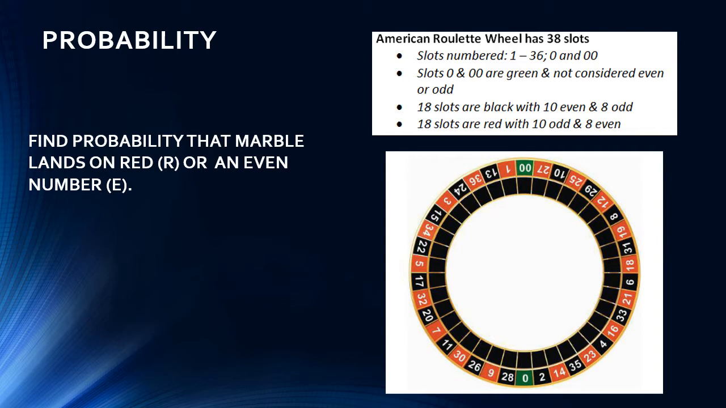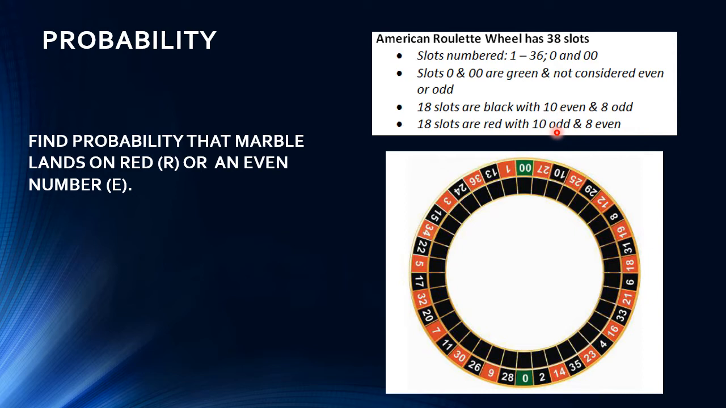18 slots are black, with 10 of them being even and 8 of the numbers being odd. 18 slots are red, with 10 being odd and 8 even. The way I remember this is red ends in D and has more odd spots, which also ends in D.